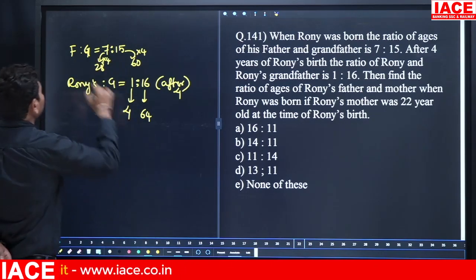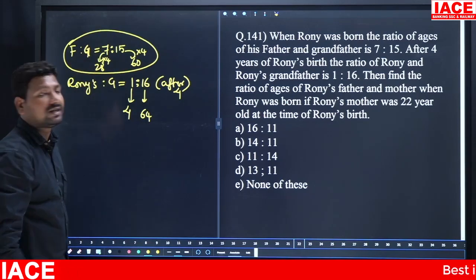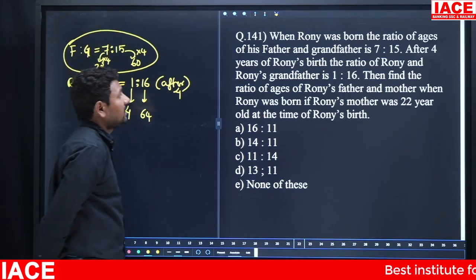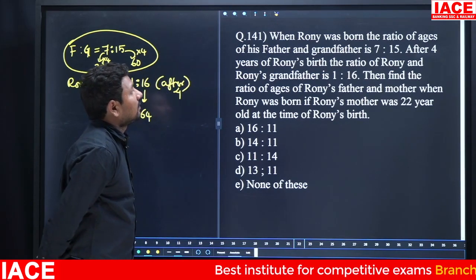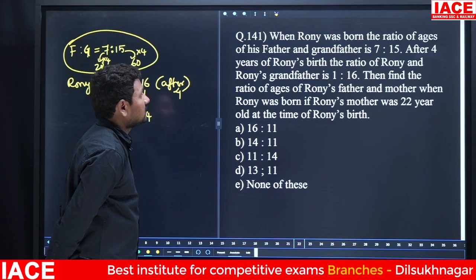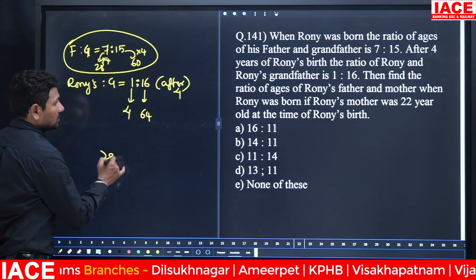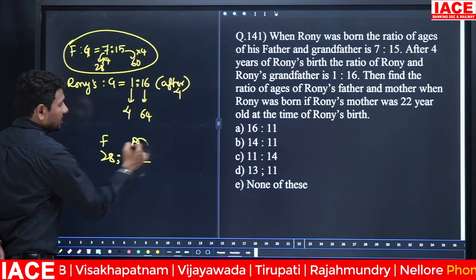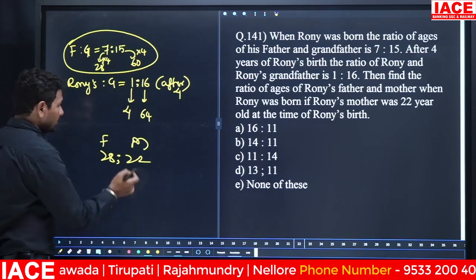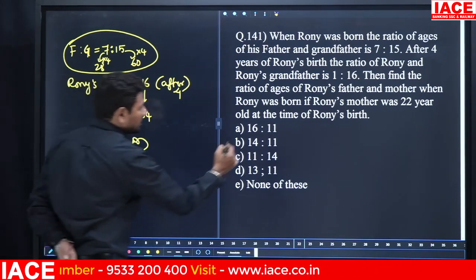At the time of Roni's birth, the father's age is 28 years. Then find the ratio of the ages of Roni's father and mother when Roni was born. If Roni's mother was 22 years, then 28 to 22, this is father, this is mother. When Roni was born, it is 28 and 22. The ratio is 14:11. So 14:11 means option B.